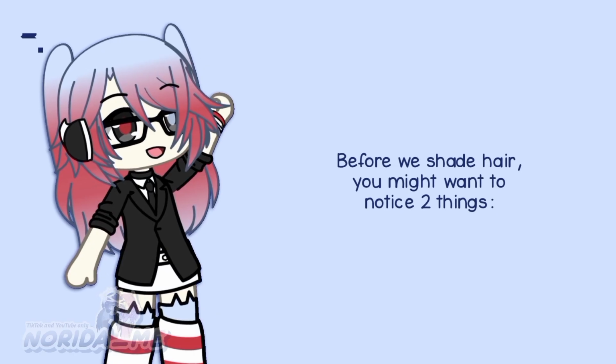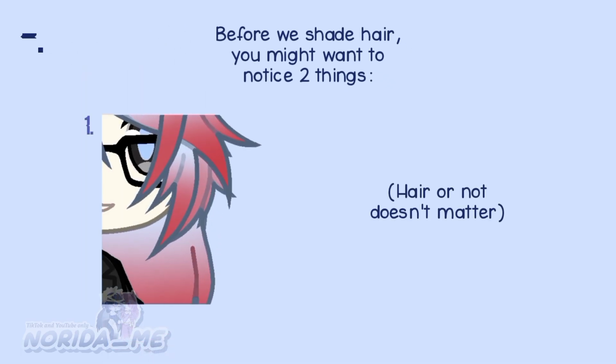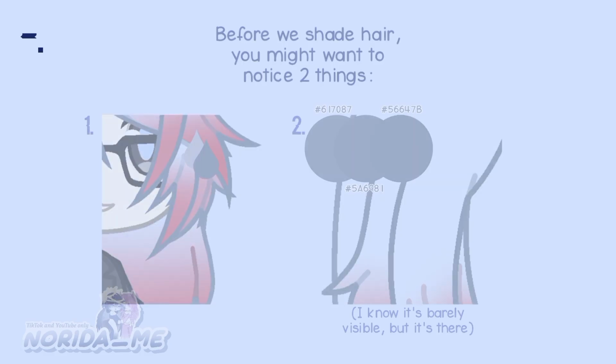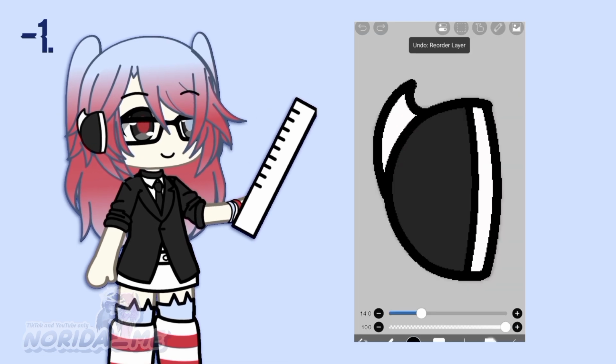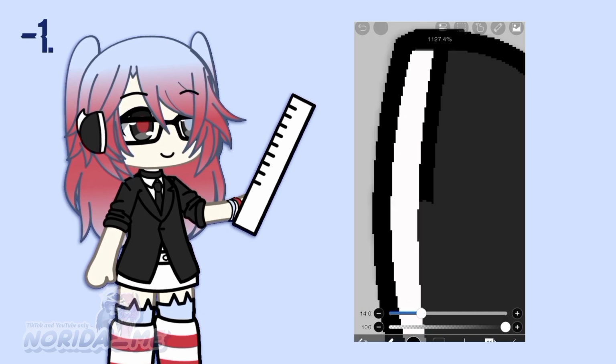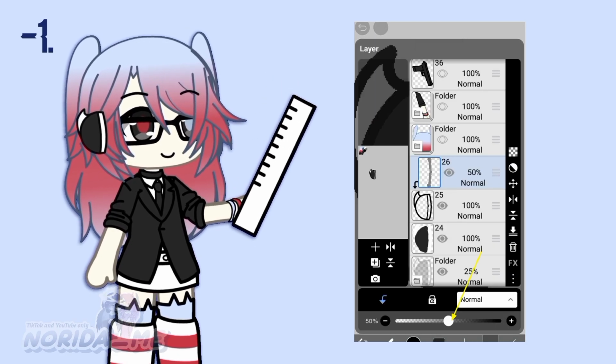Before we shade hair, you might want to notice two things. The outline on the inside, hair or not doesn't matter, is lighter than the main one, and the outline on the hair in the back is lighter than the one on the bangs. None of these is a must-have. For the first part, I just eyedrop the hair color, add a layer above the outline layer, and apply a clipping mask, then color the inner parts of the outline and set the opacity to 50%.